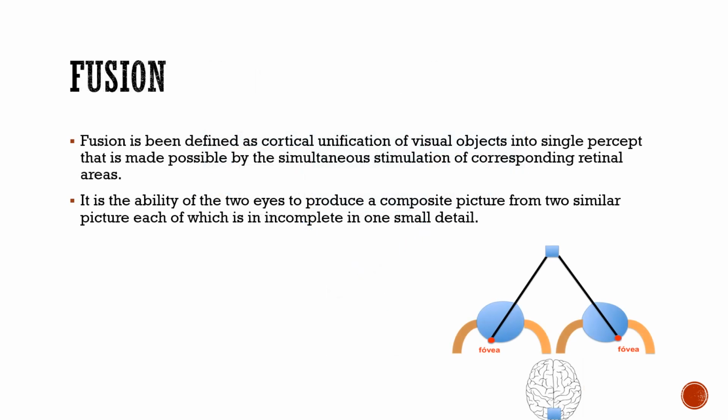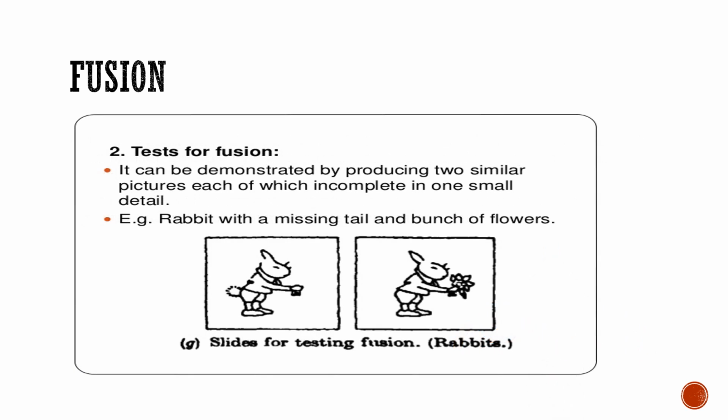Fusion is defined as when two images get fused together and maintained as one singular image. For testing fusion, the same approach is used with a rabbit with a flower, where one picture is missing the flower and the other is missing the carrot or a bunch of flowers. When these fuse together, they produce a single image.